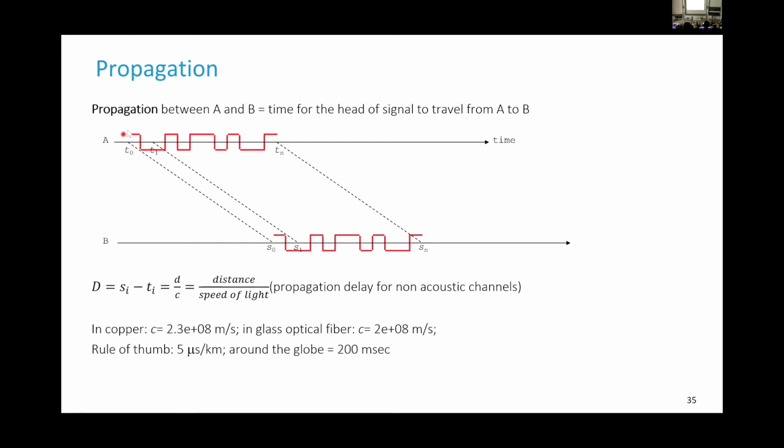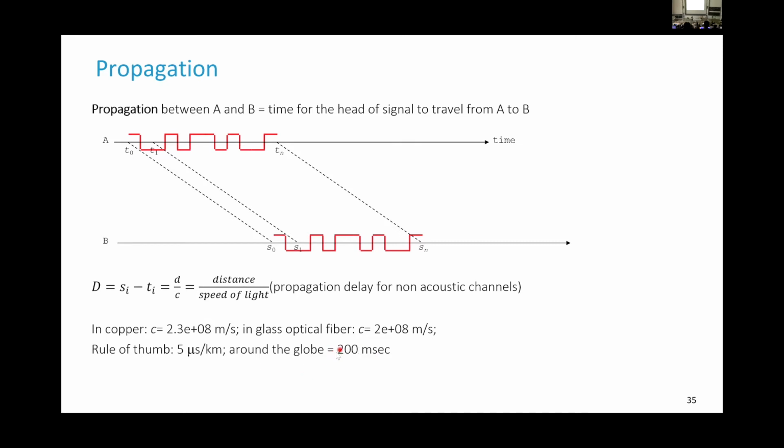Then when A sends a number of bits to B, the bits propagate at the speed of light. Of course, the speed of light is very fast, but to do 1 kilometer, it still takes 5 microseconds, which, when you're sending data at very high bit rate, is not negligible.